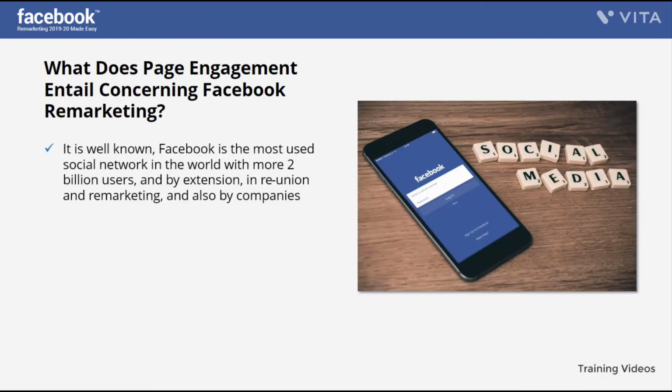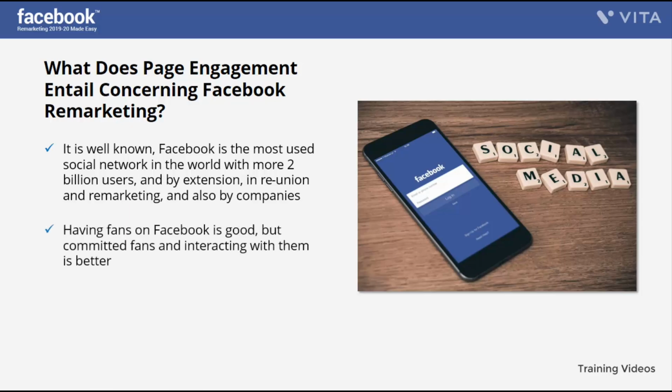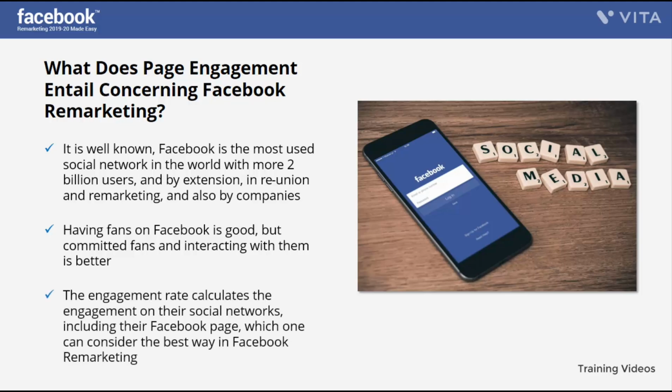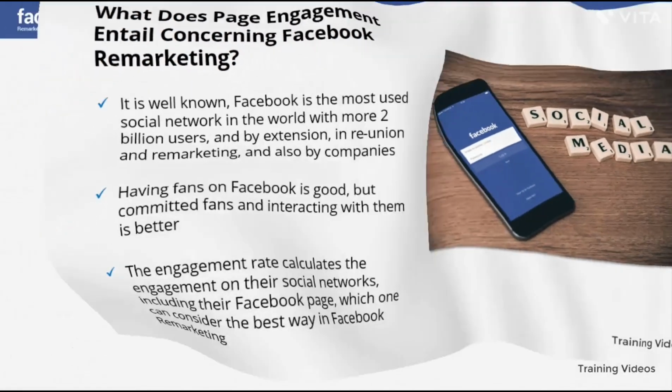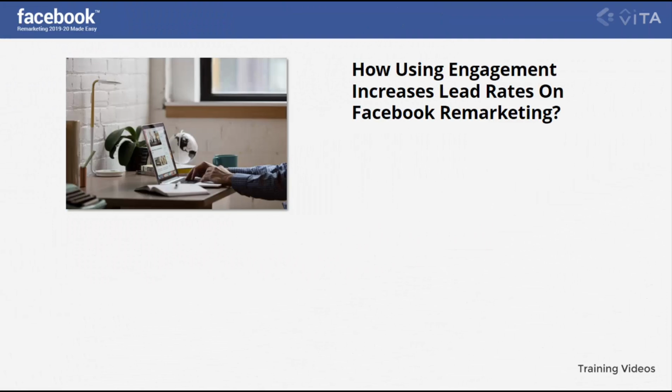It is well known Facebook is the most used social network in the world with more than 2 billion users, and by extension, in retargeting and remarketing, and also by companies. Having fans on Facebook is good, but committed fans and interacting with them is better. The engagement rate calculates the engagement on their social networks, including their Facebook page, which one can consider the best way in Facebook remarketing. How using engagement increases lead rates on Facebook remarketing.